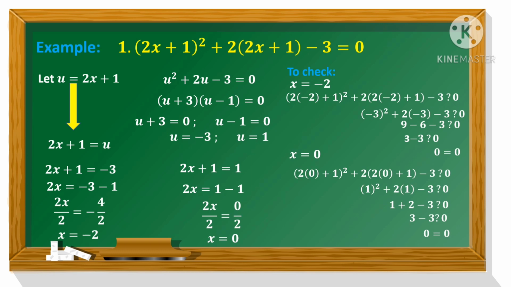So again, we were able to balance the equation. So therefore, 0 is another solution of the given equation. So therefore, the solution set of the given equation is negative 2, 0. Okay, and that's it.